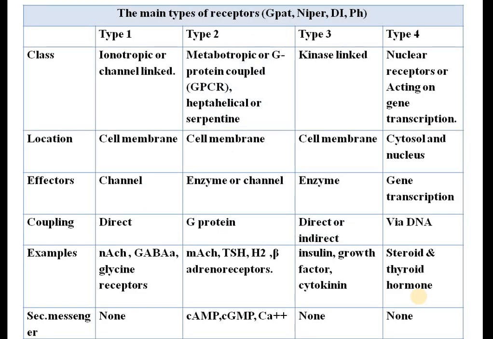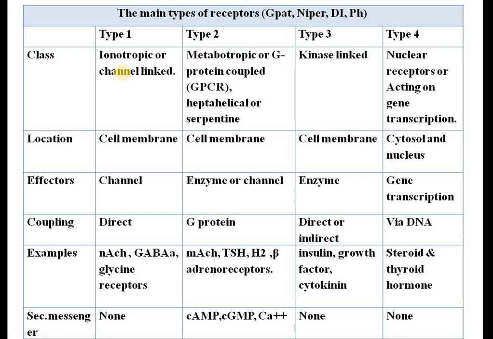So this chart is very important. This chart is given in the book also. So I will explain this. Here in the first row you have type of receptors. Okay, type 1, type 2, type 3, type 4. There are 4 types of receptors. Is that clear? Okay, and in the first column, there is what type of class is there, where they are located, what is the coupling, what are the examples of receptors, what is the secondary messenger present in this. So they are given. I will explain this one by one.